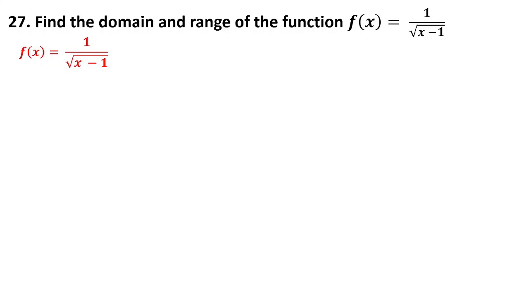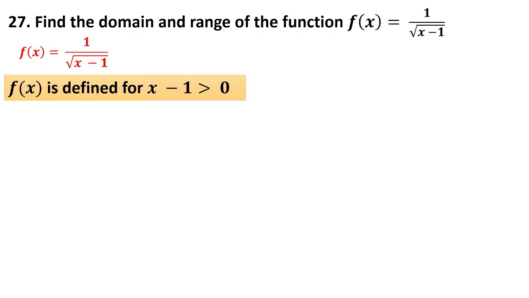It is 1 upon root x minus 1. All of you know that whenever you are getting any square root, the expression inside the square root should be greater than 0. But in this case, it cannot be equal to 0 because it is in the denominator. Suppose this root x minus 1 is in the numerator, then we can write x minus 1 is greater than or equal to 0. 0 allowed. But here 0 not allowed because x minus 1 is in the denominator.